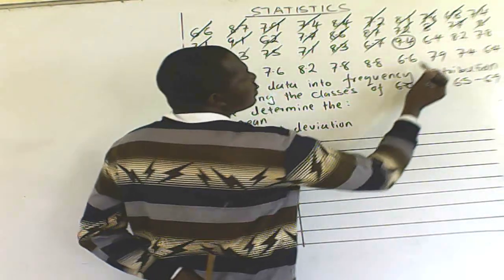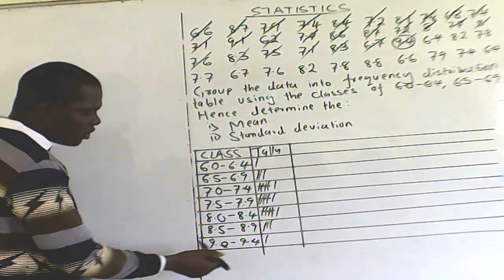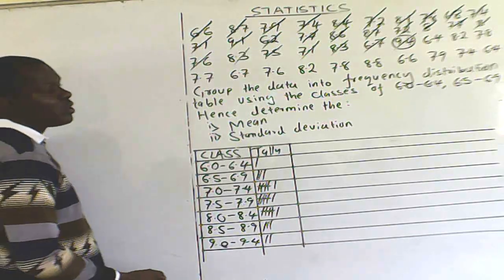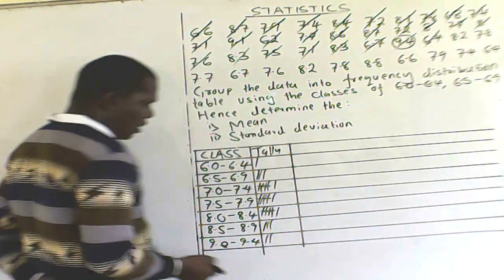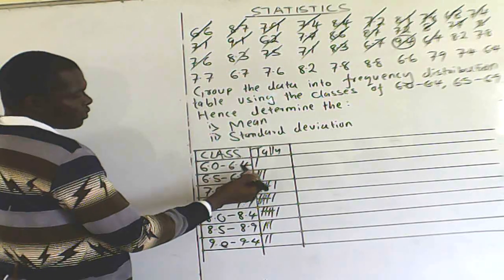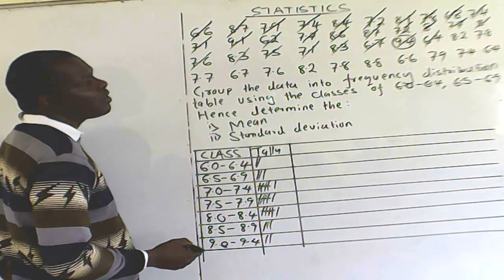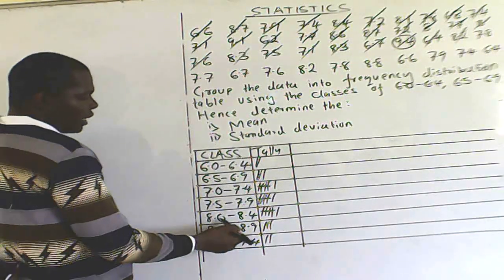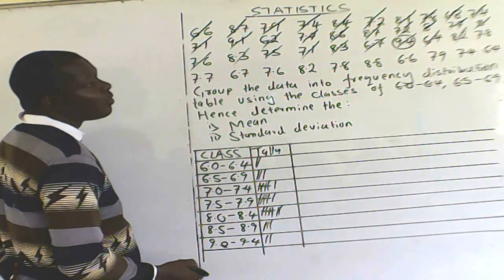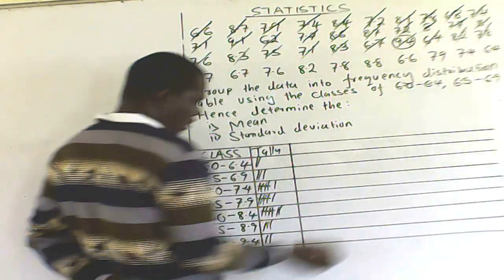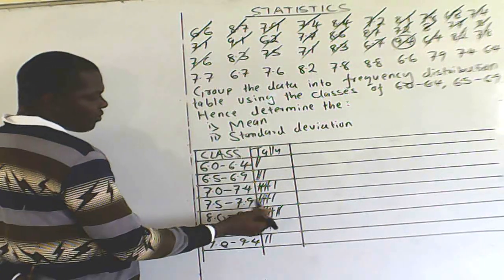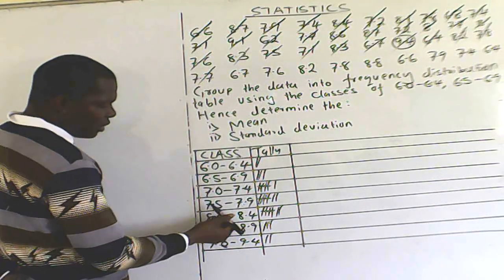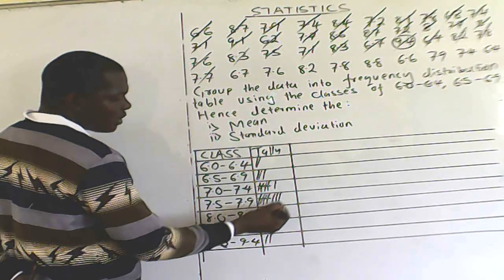Then the next one, 9.4 is between 9.0 to 9.4. See there. Then the next one, 6.4 is between 6.0 to 6.4. Then the next one, 8.2 between 8.0 to 8.4. Then the next one, 7.8 is between 7.5 to 7.9. Then the next one, 7.7 is between 7.5 to 7.9.